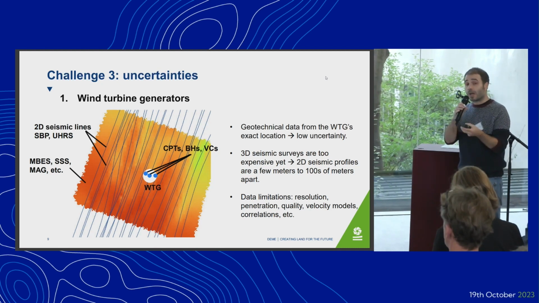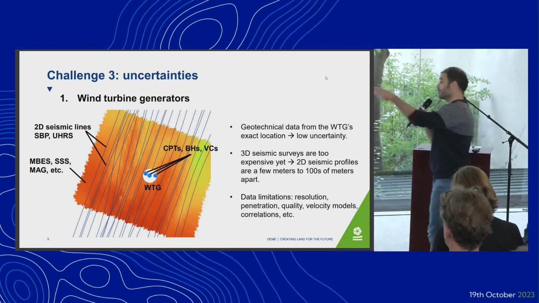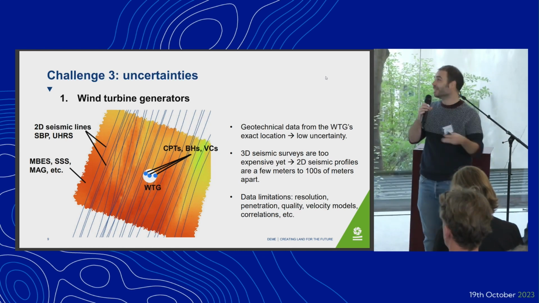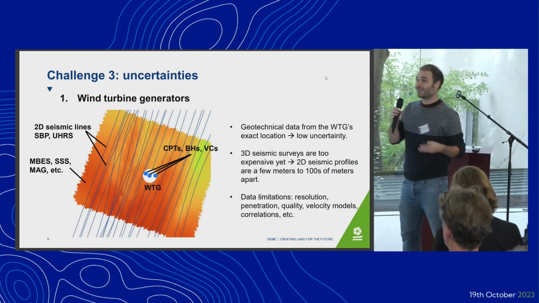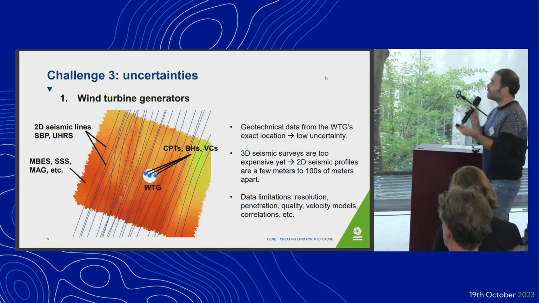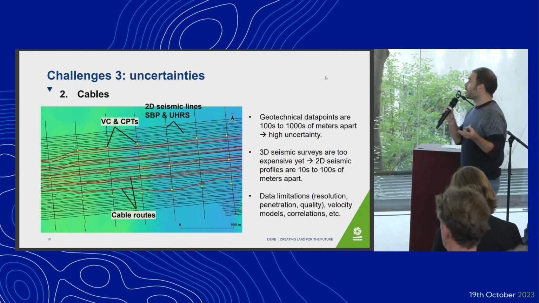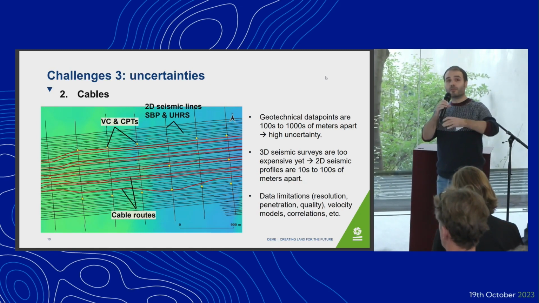Because most of the time, what happens is that we decide to put the wind turbine here, but then they decide to maybe move it here, yet the borehole was here. So we need to deal with this, but this is manageable. It's okay. For cable operations, uncertainty is a bit bigger because the areas are very long.